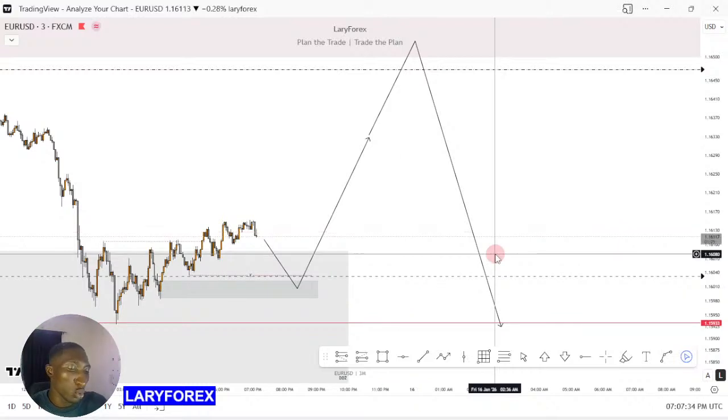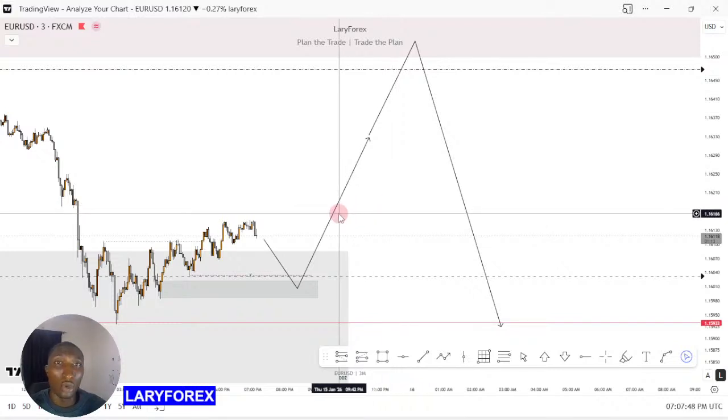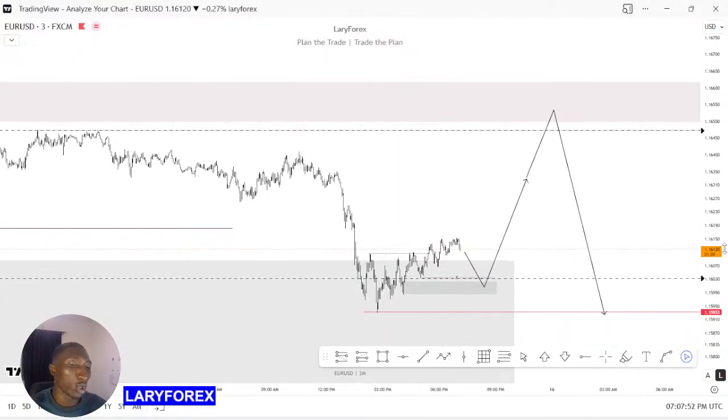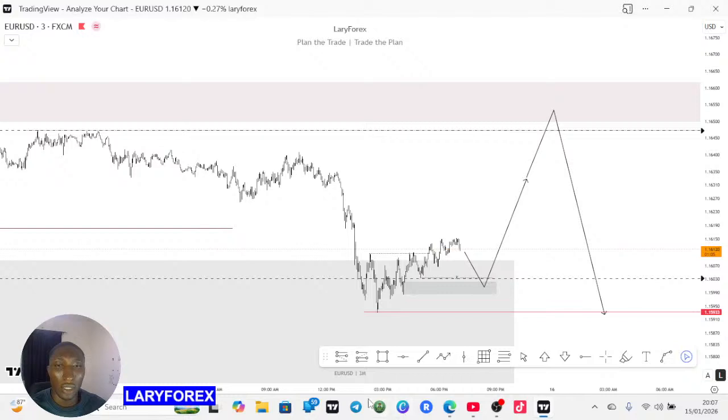There's nothing here again to do rather than to wait. Okay. I'll be watching out this Euro USD trade. When we get the confirmation, I will drop the trade on our Telegram community.